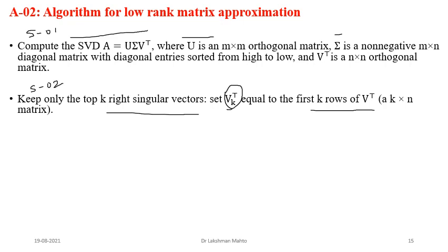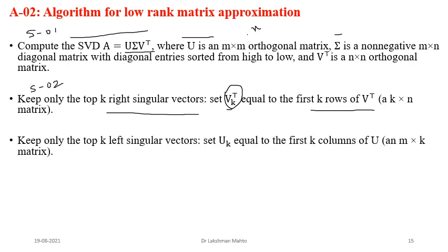Remember that I have taken this step second, because the multiplication is happening this way. You always go from right to left. Why? Because ultimately you need to apply this over some vector x. So first V will come, then sigma will come, then U will come. That's why we talk about Vk first when you apply it over some vector. So Vk is coming.